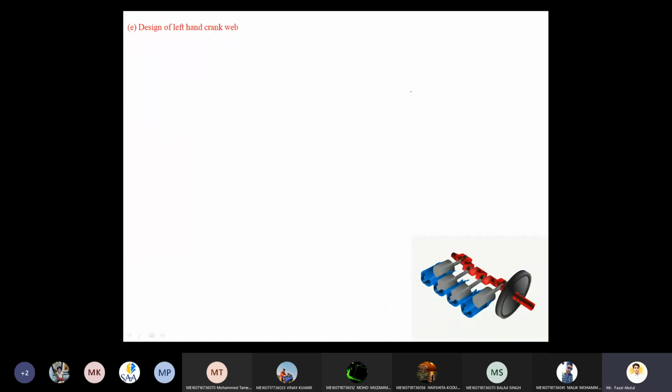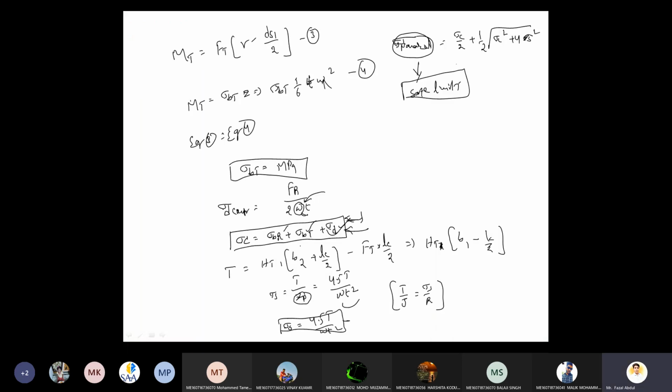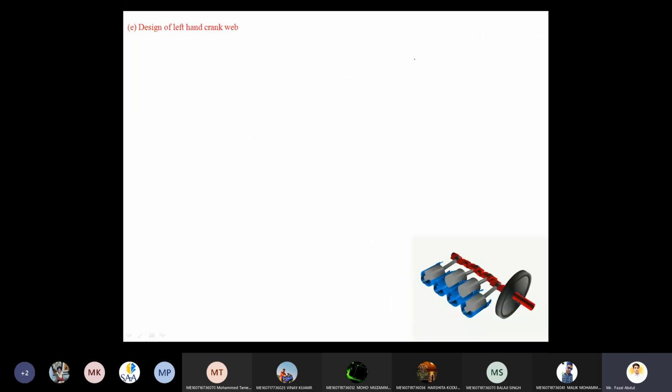And the next one is the design of the left hand crank web. So left hand crank web is nothing but, till now what we discussed for the right hand side, the same procedure we have to adopt, but the values are going to change. But finally we have to remember this equation. No need for the derivation, because the examination is not asking about the derivation part, so you better remember this part. If you remember these three equations, you can find out the right hand side and also the left hand side.